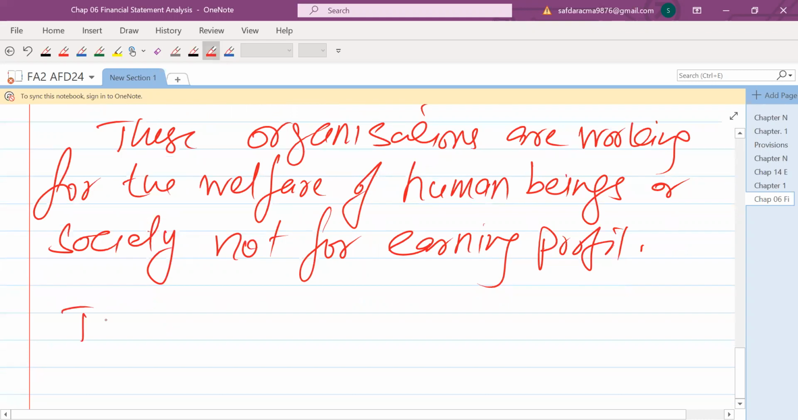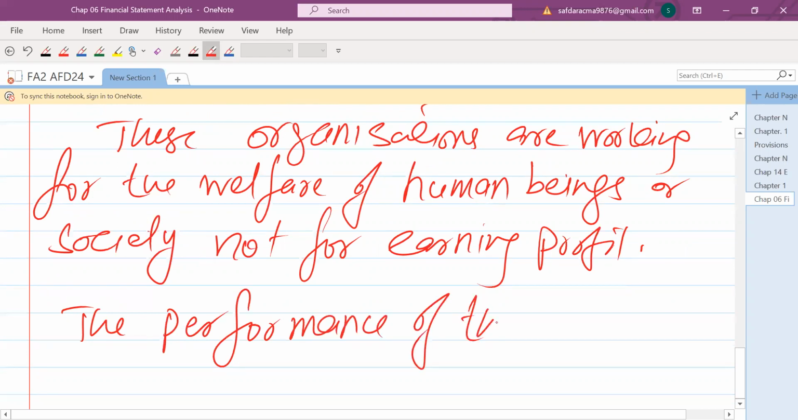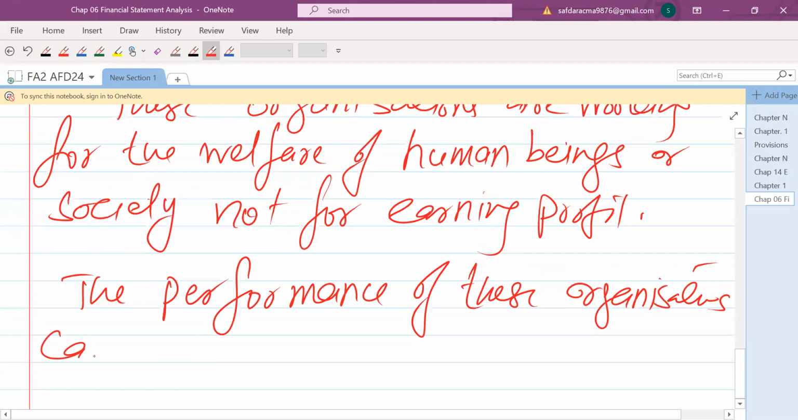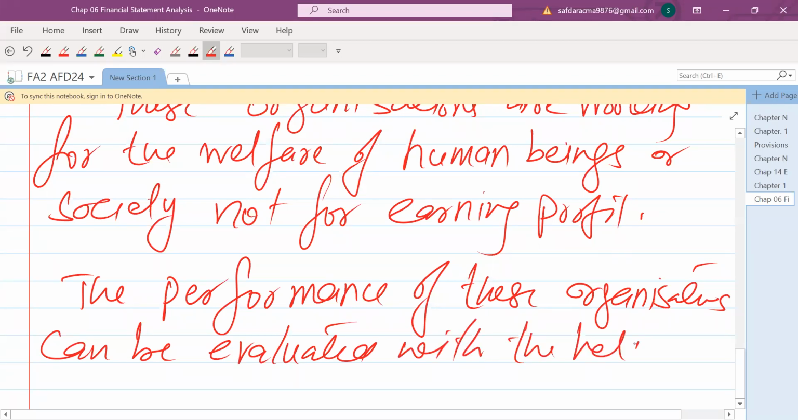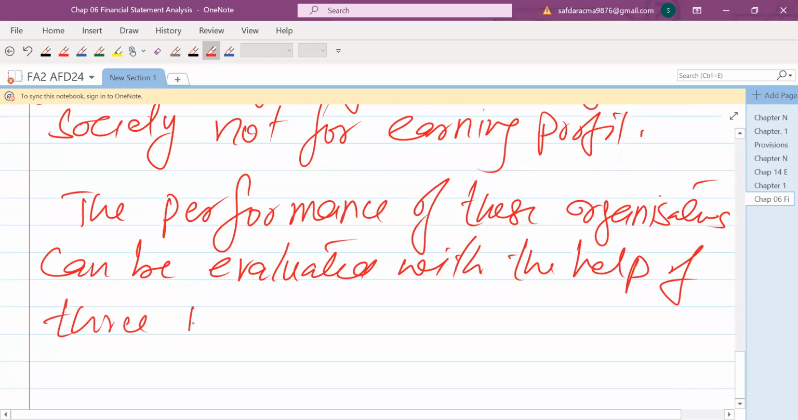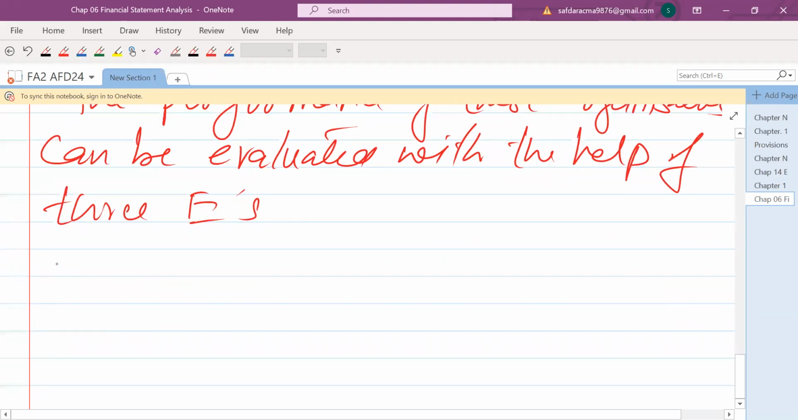The performance of these organizations can be evaluated with the help of three E's. What are these E's? The first one is economy.